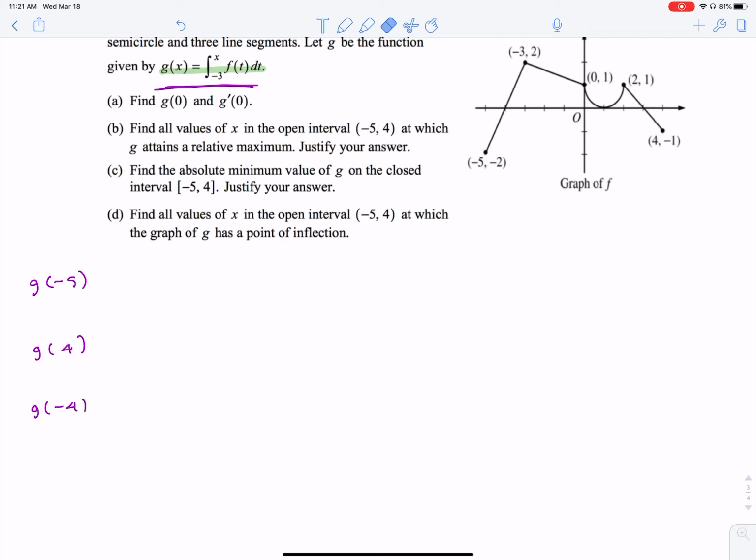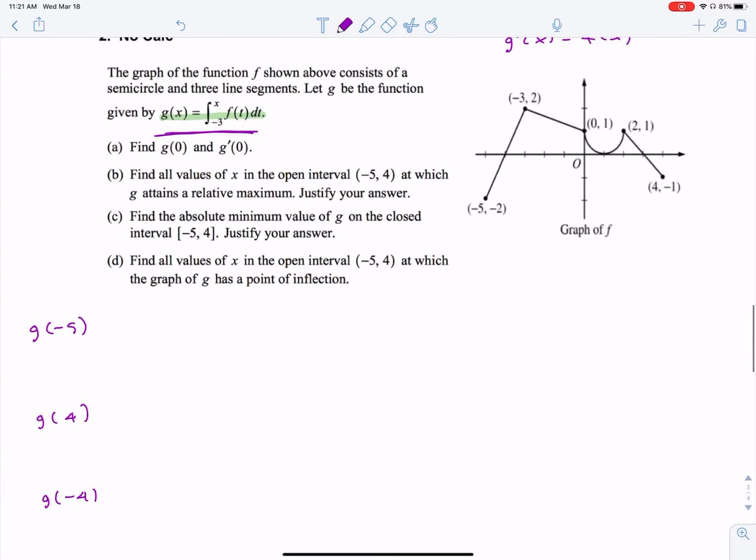So let's see what we can do here. Let's go find our values, just like I did before. This is the integral from -3 to -5 of f of t dt. And those limits of integration, I'd like to switch them so they go from least to greatest. So that becomes the negative of the integral from -5 to -3 of f of t dt.